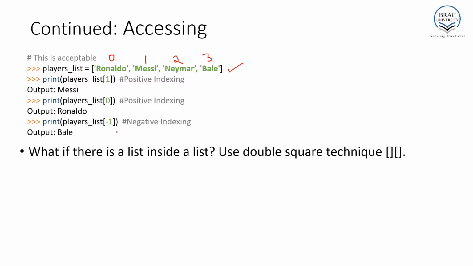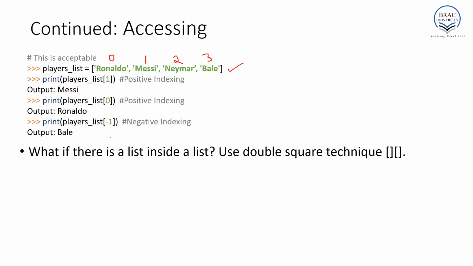And one example of negative indexing, if you want to access the last element of the list, we simply write the name of the list, and inside the square bracket we write -1 for the last element of the list. If we want the second last element of the list, we write here -2. If we want the third last element of the list, we write here -3, and so on.